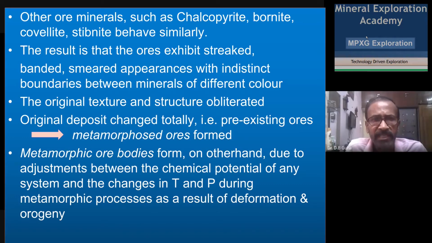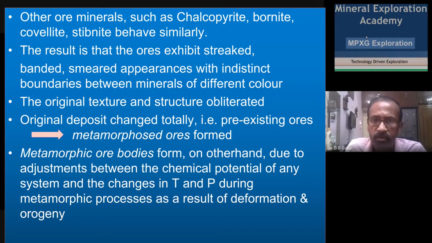So the original texture and the structure is in this way obliterated, and the original deposits changed totally. That is, the pre-existing ores are metamorphosed. The pre-existing ores changed to a metamorphosed ore body. So metamorphic ore bodies form, on the other hand, metamorphosed and metamorphic. There is a difference between these two. Metamorphosed, I have already told.